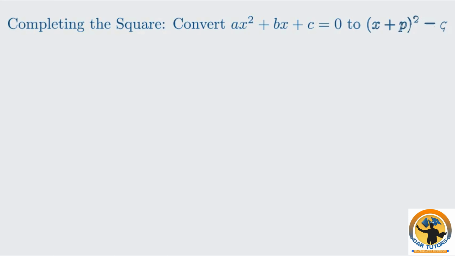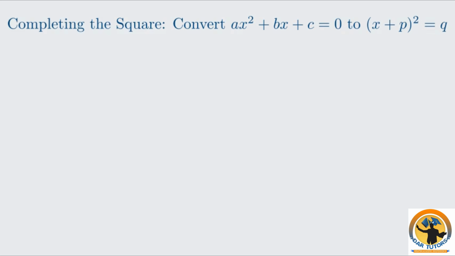Not all quadratics can be easily factorized. For those cases, we have other methods. One powerful technique is called completing the square. The goal of completing the square is to convert a quadratic equation into the form x plus p squared equals q. This form is easy to solve by taking the square root of both sides.